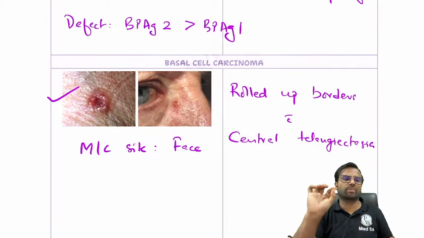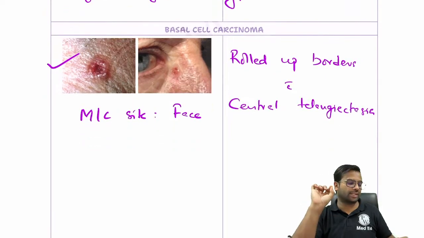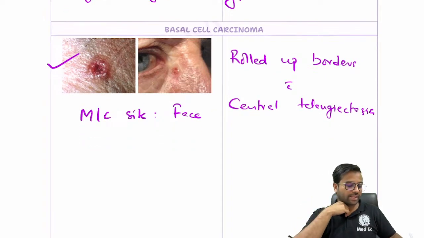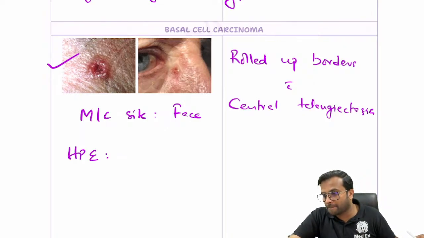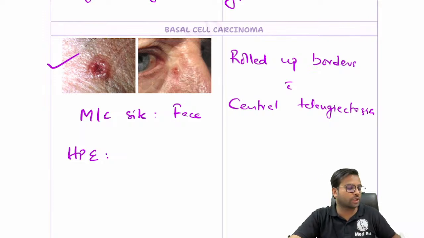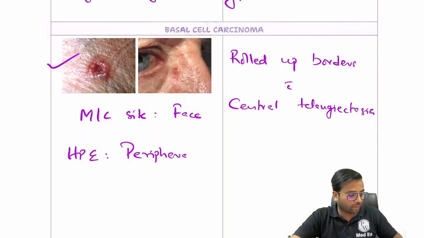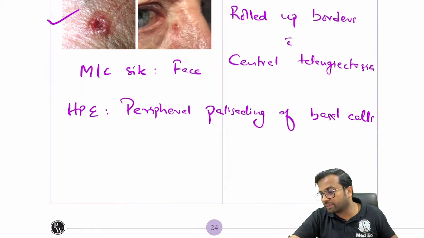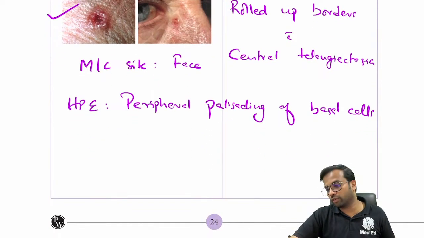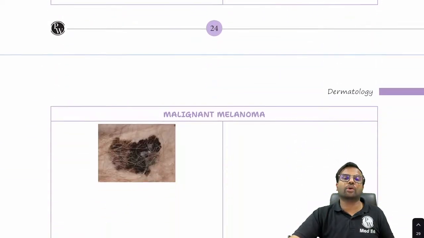So whenever you see some lesions like this over the face, that is going to be basal cell carcinoma. And the histopathological examination: what do you find in histopathology? In the histopathology, you can see there is peripheral palisading of the basal cells. You can see that there is a peripheral palisading of the basal cells. Okay, that is how you can diagnose.